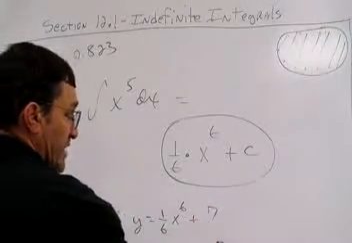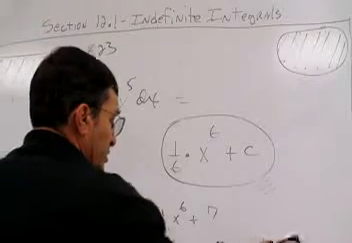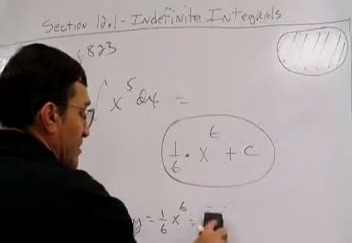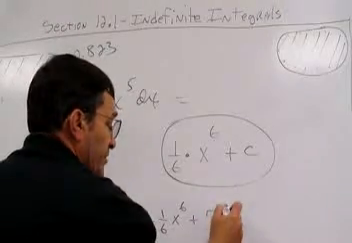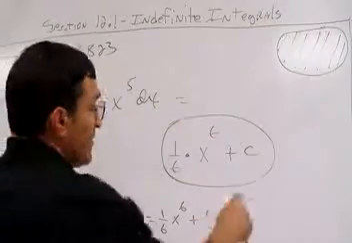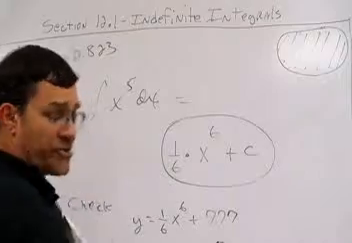Well, what's the derivative of 7? 0, and it would disappear and it would not be part of your answer. Wouldn't that be true if that were 77? Wouldn't it be true if it were 777? That's why C is an arbitrary constant.